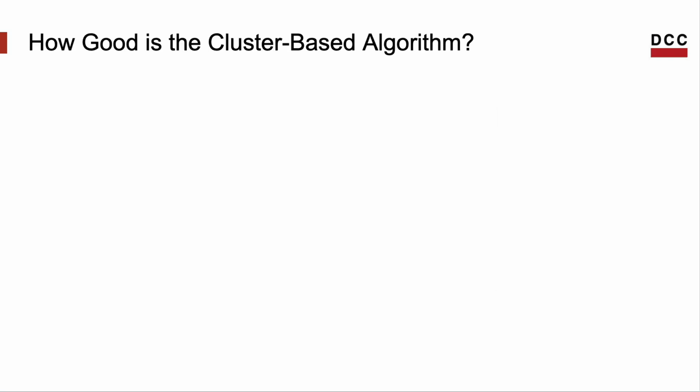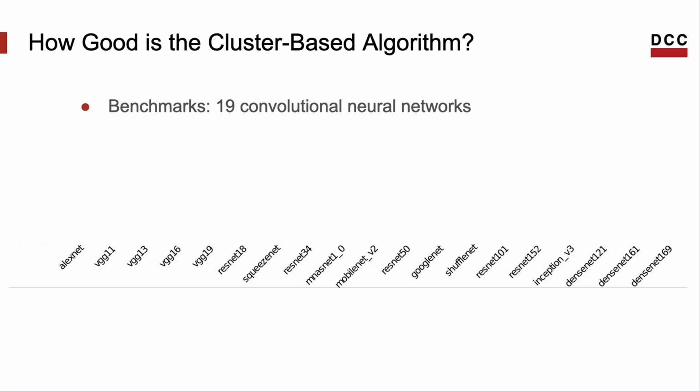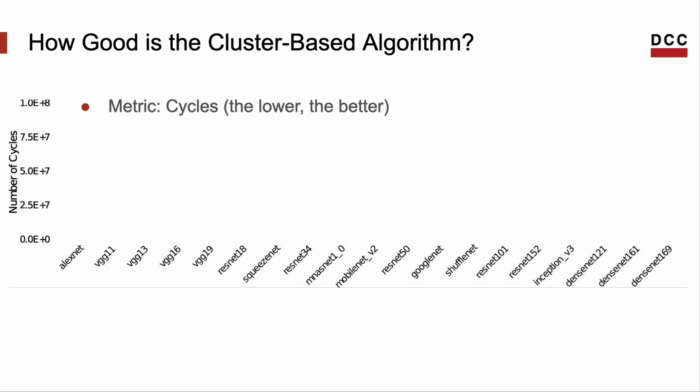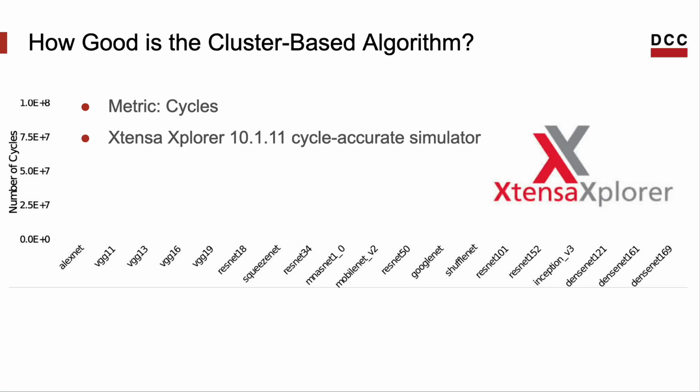So how good is this cluster-based approach? We ran a number of experiments, so I'm going to show you some results here. We have 19 benchmarks. They are all implementations of convolutional neural networks in the ONNX format. They all receive the same image, which is a relatively small image. We shall be reporting results in terms of number of cycles. This number of cycles is computed using the Xtensa Explorer simulator, which is a cycle accurate simulator.